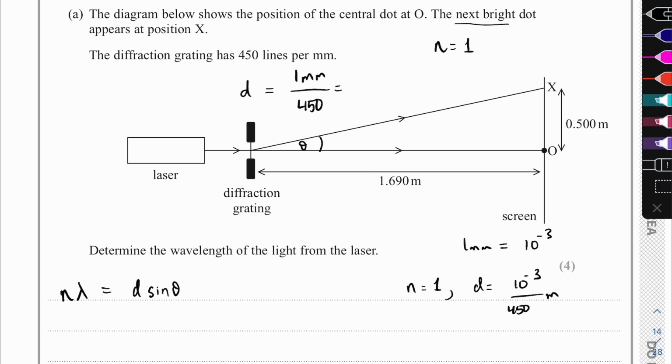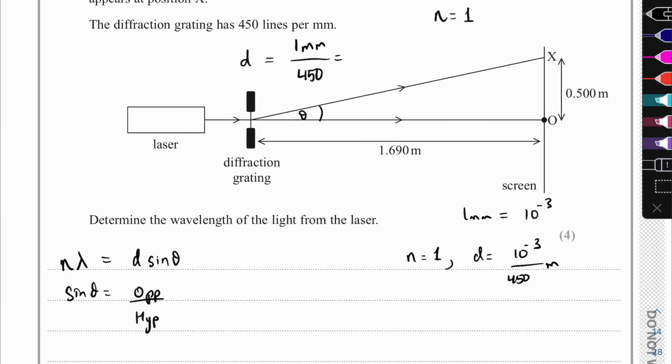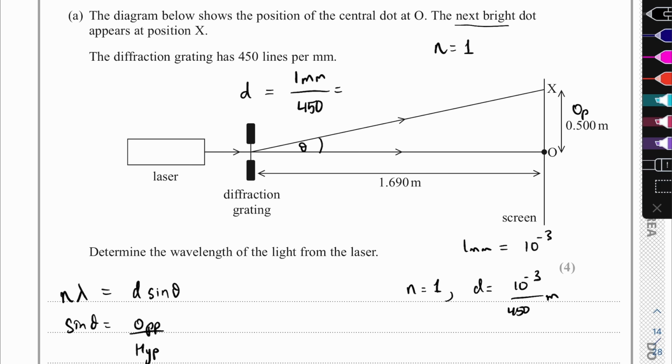Sine theta we know is what? Sine theta is opposite over hypotenuse. So we have our opposite over here and hypotenuse over here. Now to find hypotenuse, we can do what? This is a right angle triangle, so we can use Pythagoras theorem to find c.